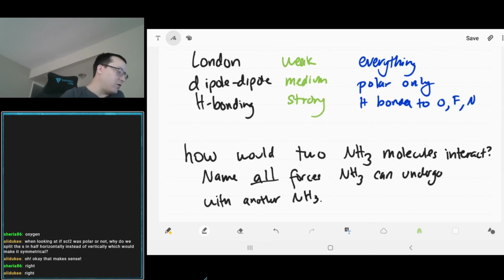So we can go up to our list here. We have our three kind of categories. Does ammonia fall under the category of everything? Not a trick question. Do we think ammonia can undergo London forces?